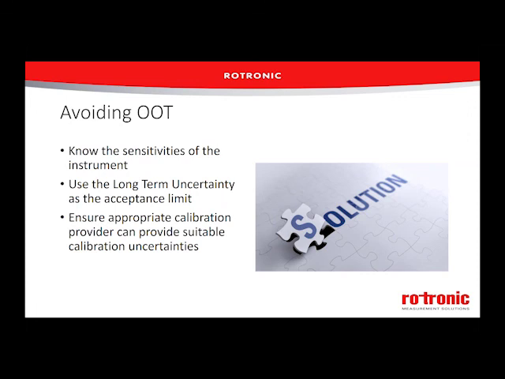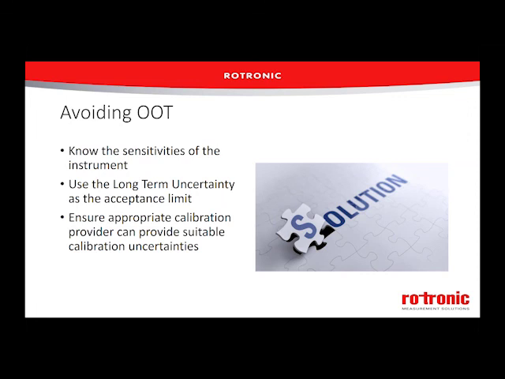And then the final one is to ensure you've got an appropriate calibration provider and that they're providing suitable calibration uncertainties. Those uncertainties do impact what the overall performance of the instrument is, and if you don't have a suitable calibration vendor, or you don't know what their uncertainties are, you really don't know what the performance of the instrument is. You can't properly assign tolerance limits for the next calibration. So those are some key things that will help you avoid out of tolerance situations.